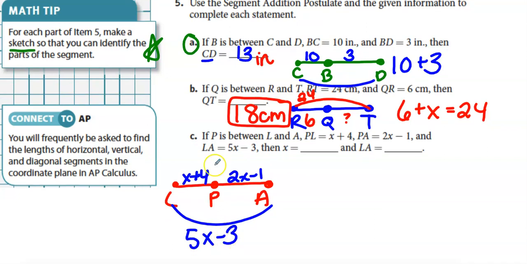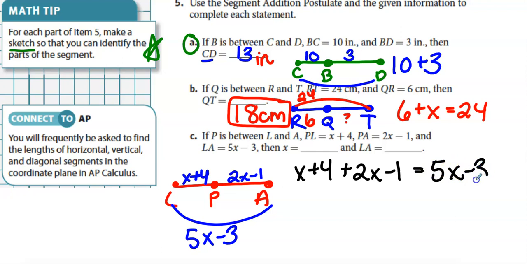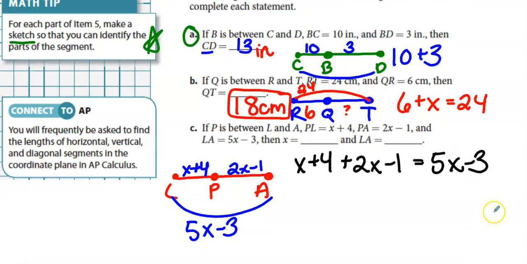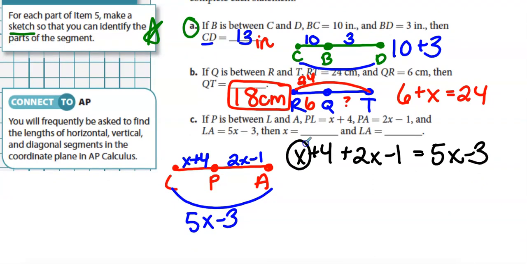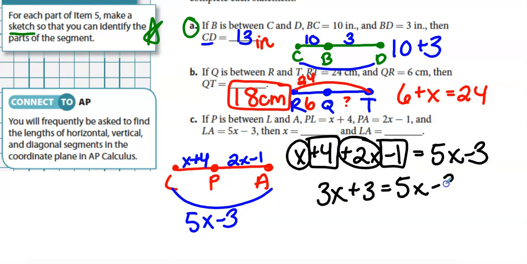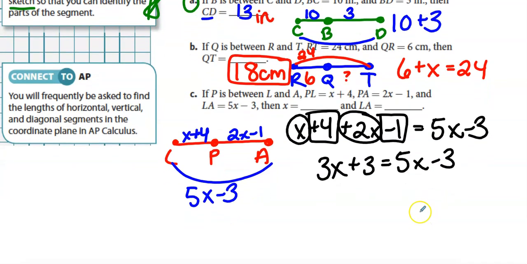Okay? So again, part plus part equals whole. So let's set up a nice equation of the first part, x plus 4, plus the second part, 2x minus 1, equals the whole entire thing of 5x minus 3. Okay? So now we're going to go back to algebra. So if I've got terms on the same side, I like to circle them and add them. So x plus 2x is 3x. Same thing over here, I have a 4 and a negative 1. So 4 minus 1 is 3, equals 5x minus 3.